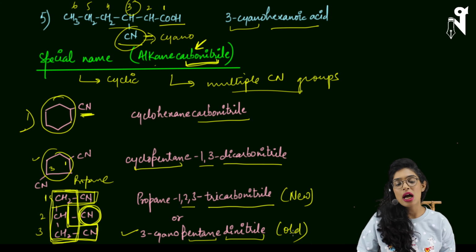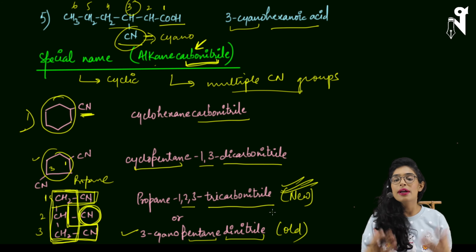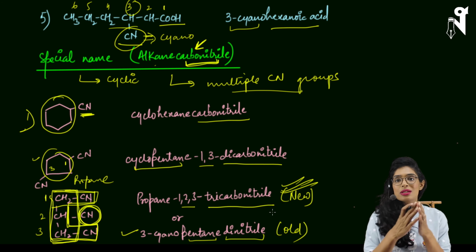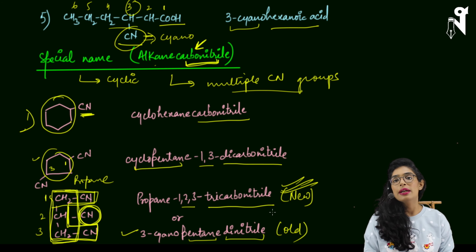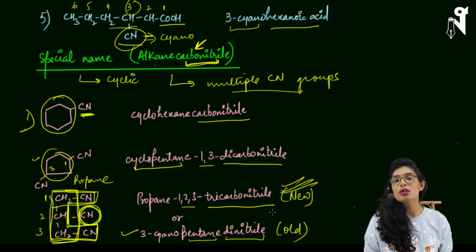So if the question is asked and both the options are given, you will mark both of them if it is a multiple answer correct. If you have to mark only one option, then you will be marking the new way of naming the compound. Okay, so if multiple nitriles are there, you can exclude them from the chain, and you can mark it as carbonitrile rather than writing nitrile by counting the carbons of the nitrile group in the principal carbon chain. So this is about the naming of nitrile, or you can say cyanide groups.